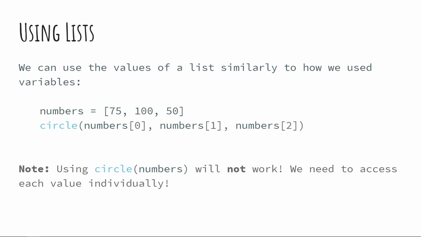So we can use these elements of a list similarly to how we used variables. So numbers equals 75, 150, we can then do circle at numbers 0, numbers at 1, numbers at 2. And that would do the same thing as circle at 75, 150. So that would create a circle at x position 75, y position 100 with a diameter of 50. You can't just do circle at numbers, that won't work. We need to access all of those values individually.